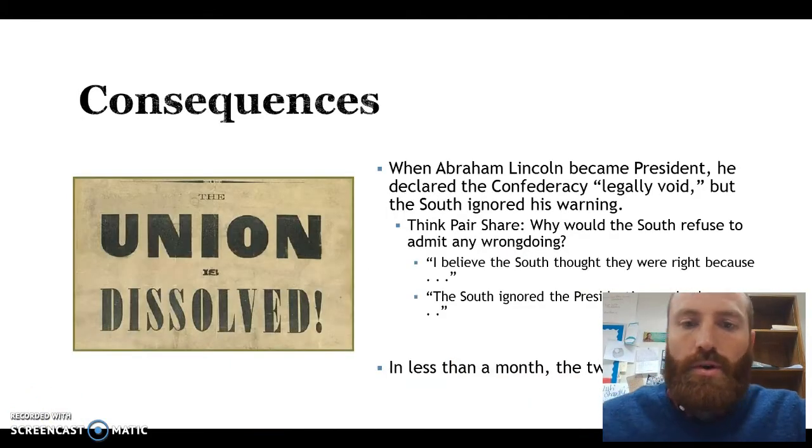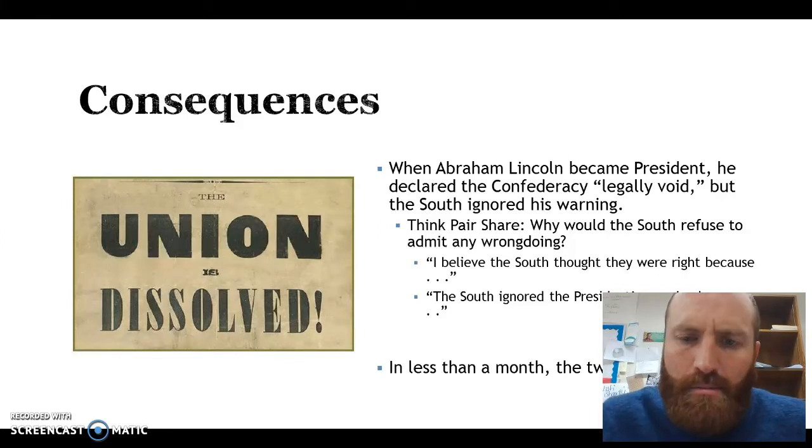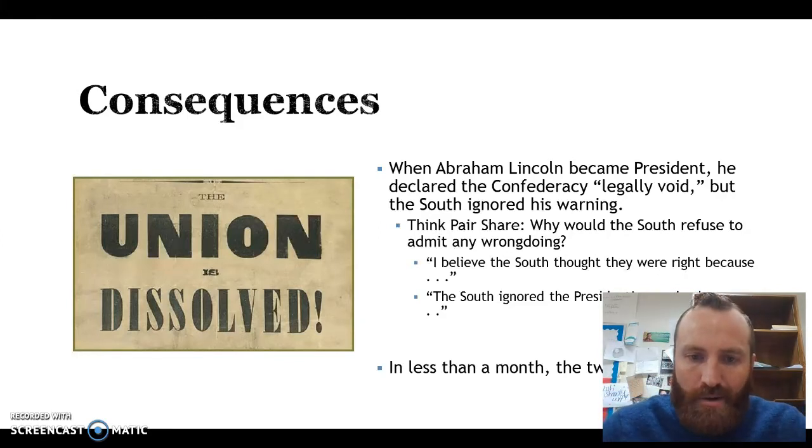All right, so the South decided they wanted to leave the Union. They're not going to just be able to leave the Union without any consequences. So when Abraham Lincoln became president, he declared the Confederacy legally void. But the South ignored his warning. I want you to spend about 1 minute talking with your partner. Why would the South refuse to admit any wrongdoing? Look at these sentence stems right here to help you out. Go ahead and pause the video and take 1 minute to answer this.